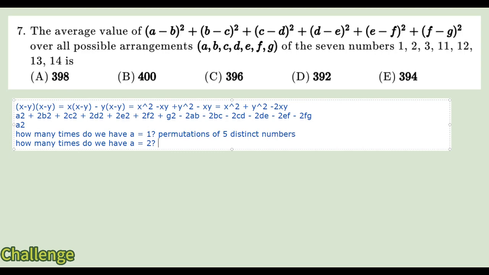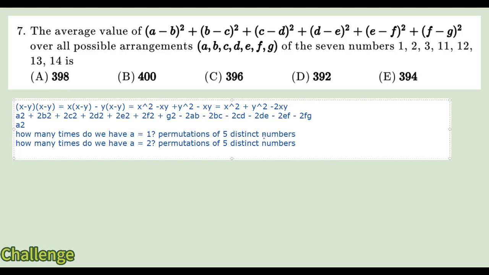And then if we look at the number of times we have a equal to 2, we have the permutations of, again, 5 distinct numbers. And we have the same thing with a equal to 3, 11, 12, 13, and 14. So that means the number of times that a is equal to any of these numbers is equal, which means that we can just simplify it as 1 time. We can simplify this as 1 time because we're looking for the average. And in the end, the average will still be the same.